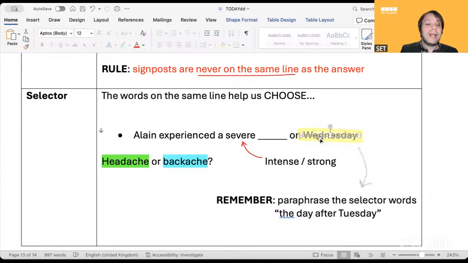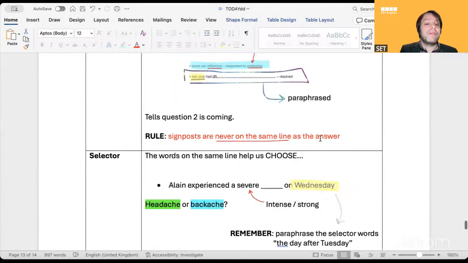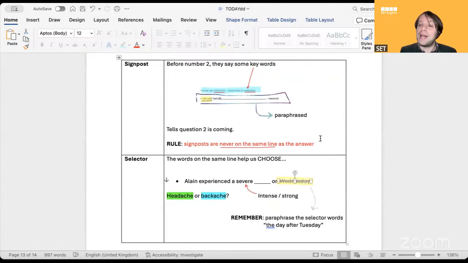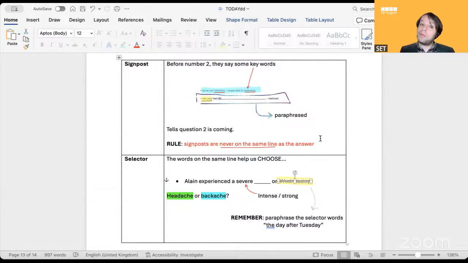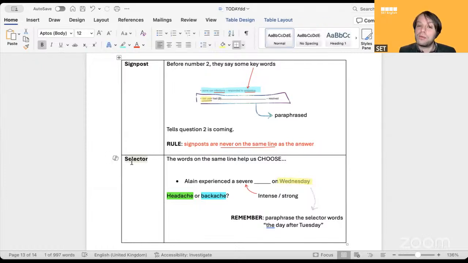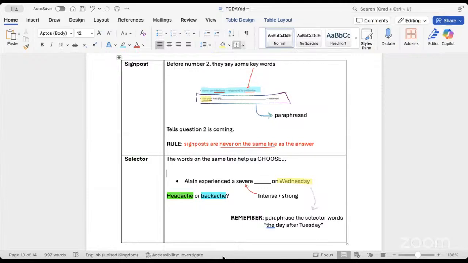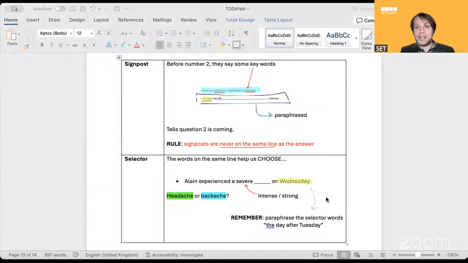All right. Now, how much time do we have before the audio starts in the exam, guys? 30 seconds. So one of the things you can be thinking about when you practice is very easy. Just be thinking about, is this a signpost here? Where are my signposts? And then also just be thinking, where are my selector words? So are you guys ready to try this? We can look at a real test. We can identify signposts and selectors, and then we can do the test.